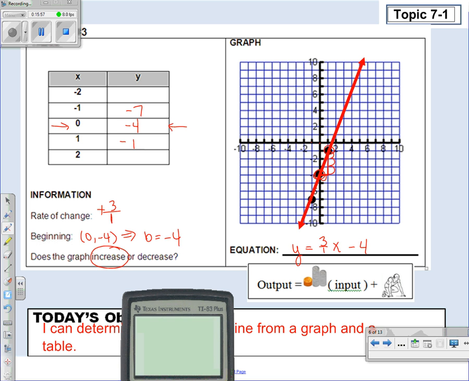To fill in the rest of the table, I can use my graph. At negative 2, the y value is negative 9. At positive 2, the y value is positive 2.